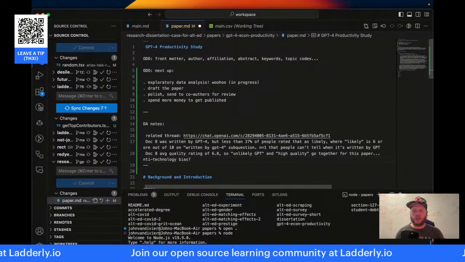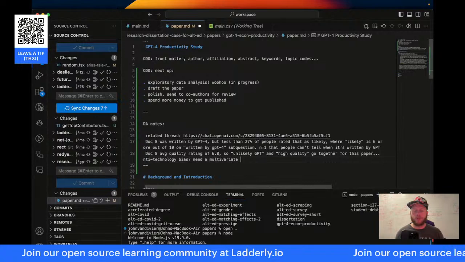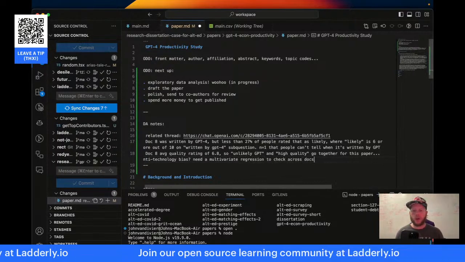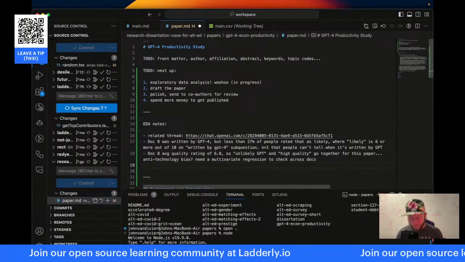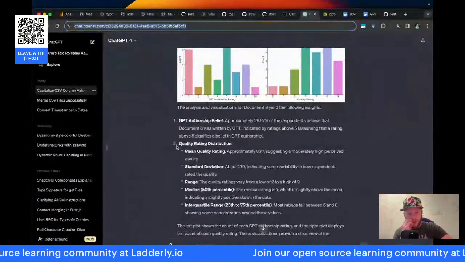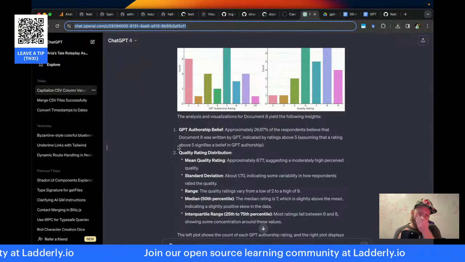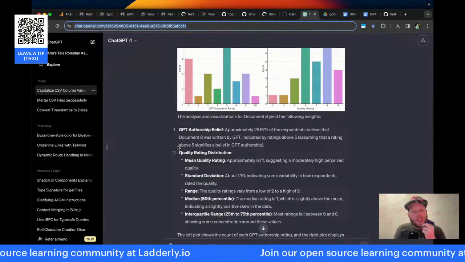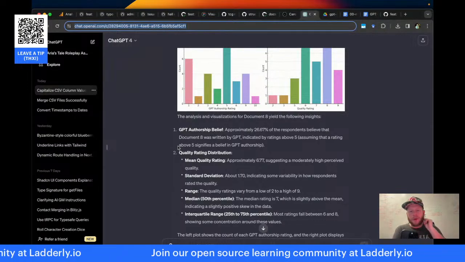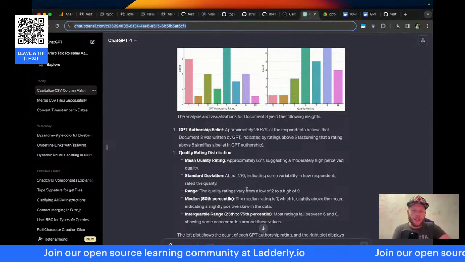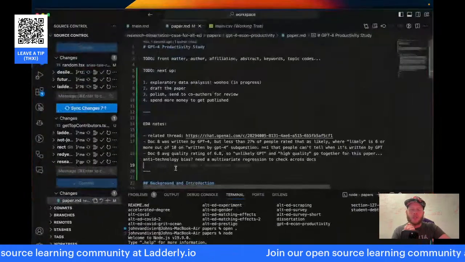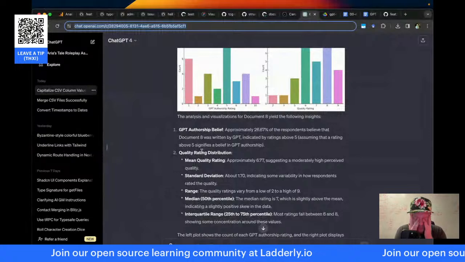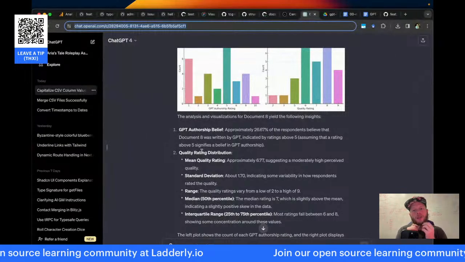Okay, need a multivariate regression to check across docs. So we're going to want to do some regression for sure. Median was 7, above the mean, indicating a left skew. Well, of course, there's going to be a left skew on a 10-point scale. Yeah, it's hard to skew right. There's no space to the right when it's high quality.